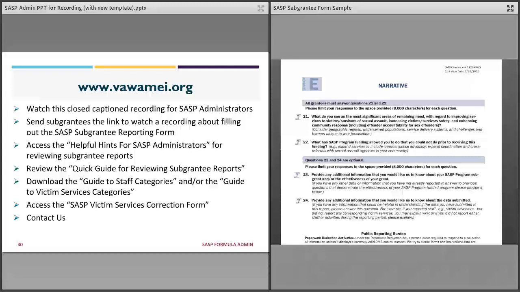There is also a way to access a corrections form if you hear from VAWA MEI at any point about possible discrepancies on subgrantee forms. So feel free to also download that if you are asked to edit a victim services section. And there's also information on our website that will enable you to contact us for any additional help or technical assistance that you might need.